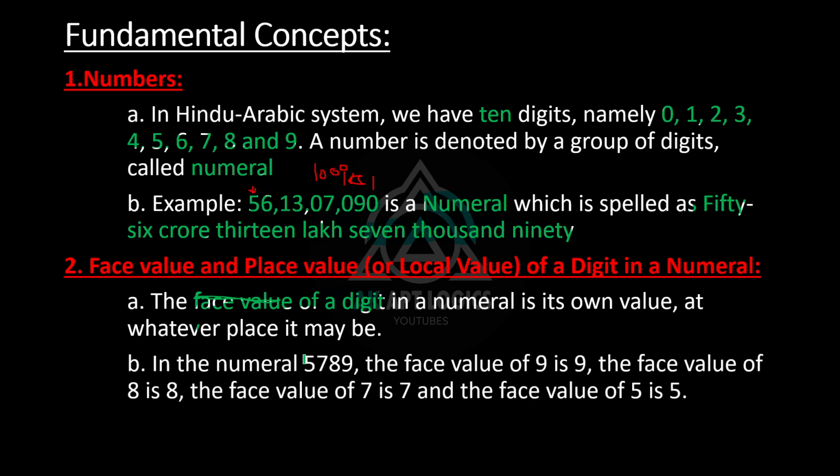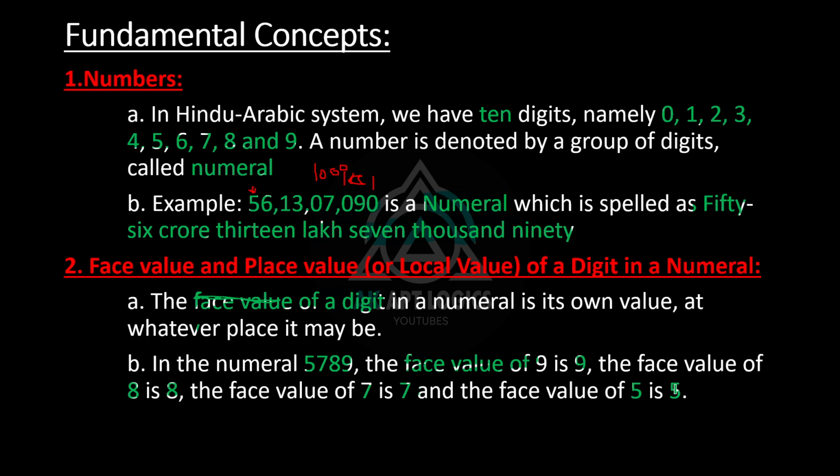In the numeral 5789, the face value of 9 is 9. The face value of 8 is 8 only. The face value of 7 is 7 only. A digit has its face value as itself only. For 5, it's 5 only. I hope you all got what is meant by face value. Face value is nothing but the single digit itself.